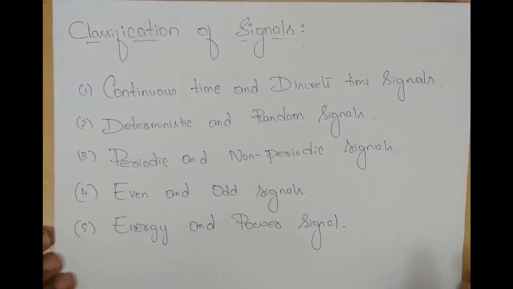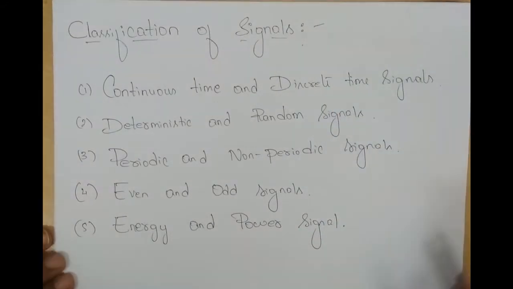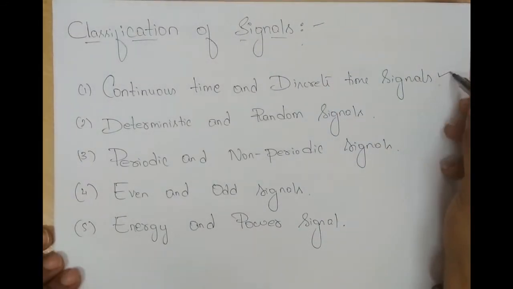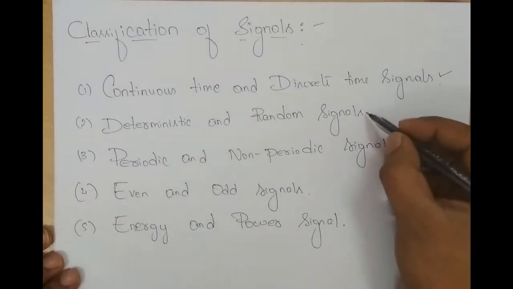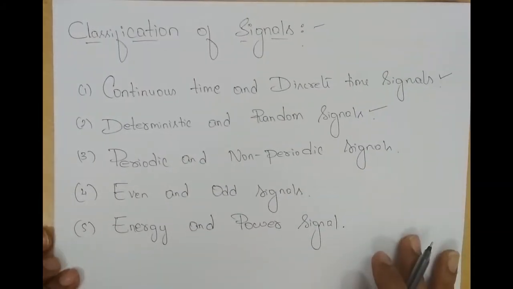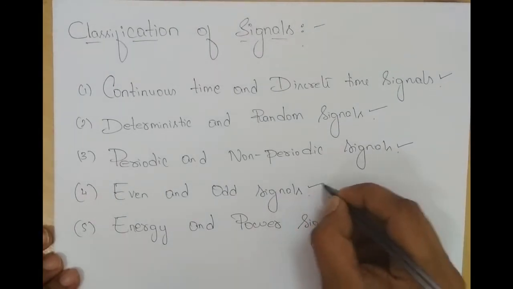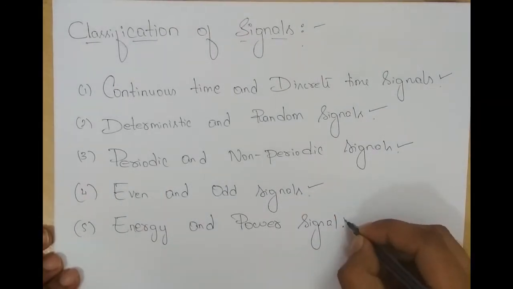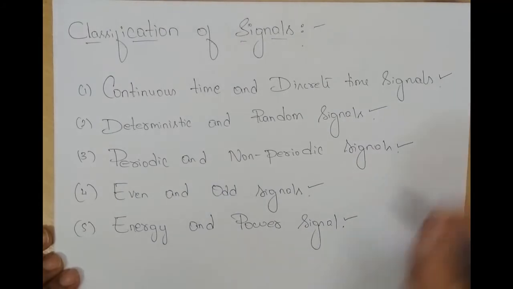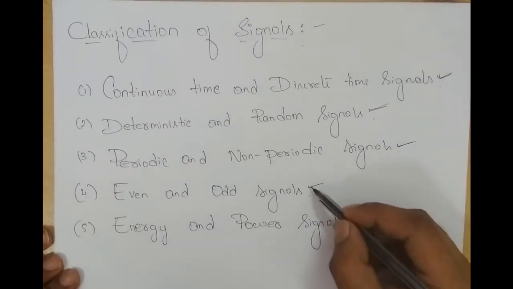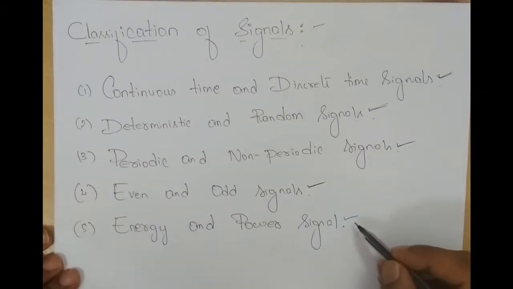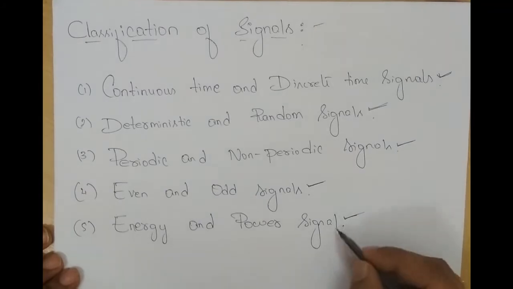We shall look at classification of signals. So we have continuous time and discrete time signals. We have deterministic and random signals. We have periodic and non-periodic signals. We have even and odd signals. We have energy and power signals.